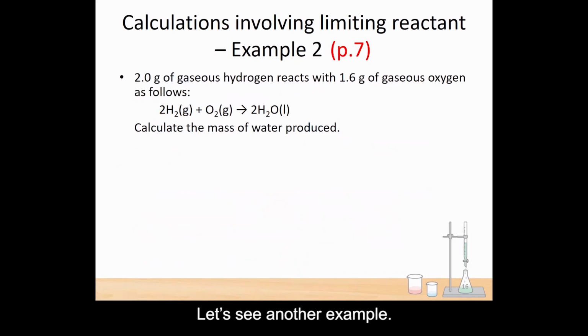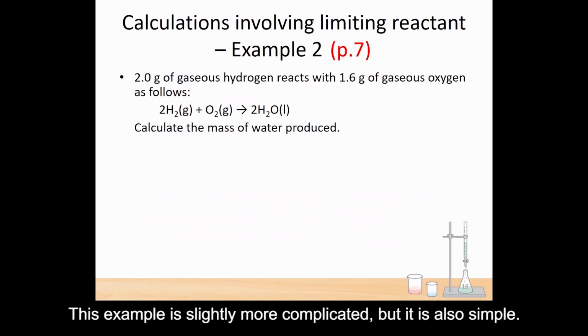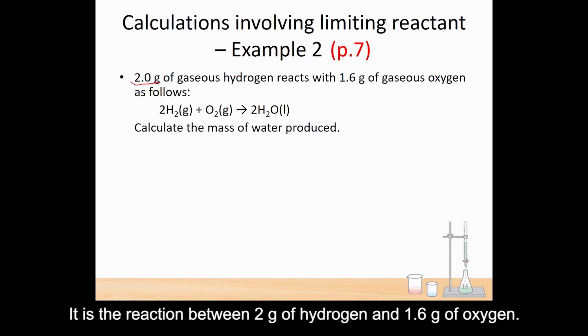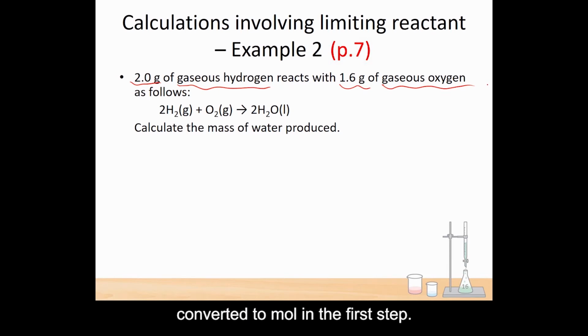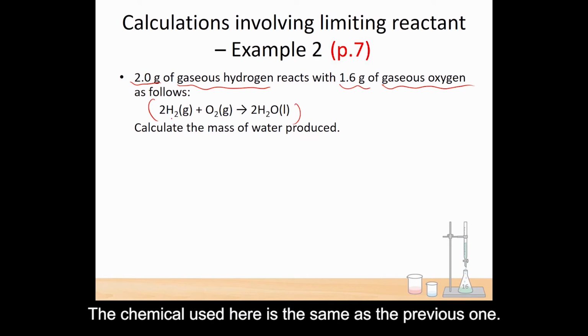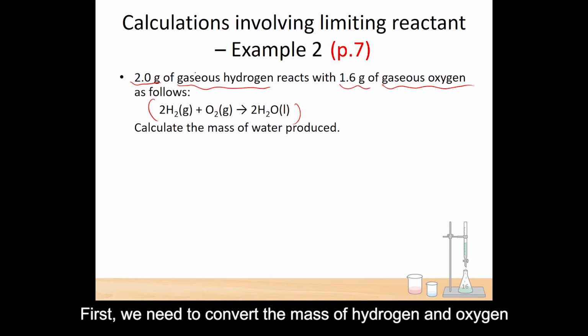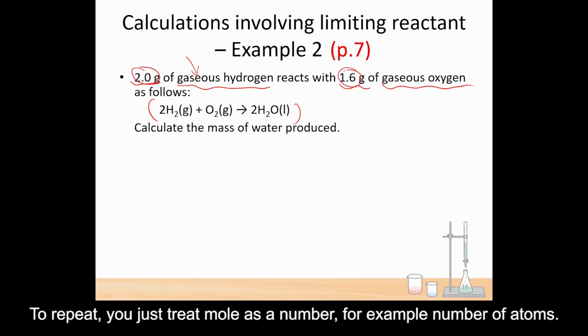Let's see another example. This example is slightly more complicated, but it is also simple. It is the reaction between 2 grams of hydrogen and 1.6 gram of oxygen. We have mentioned before that all numbers in gram should be converted into mole in the first step. It would be easier for further calculations. The chemical used here is the same as the previous one. First, we need to convert the mass of hydrogen and oxygen into number of moles. To repeat, you just treat mole as a number.